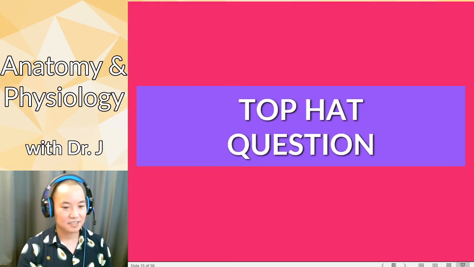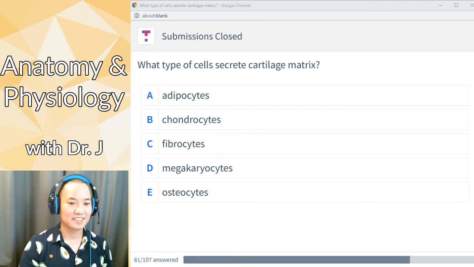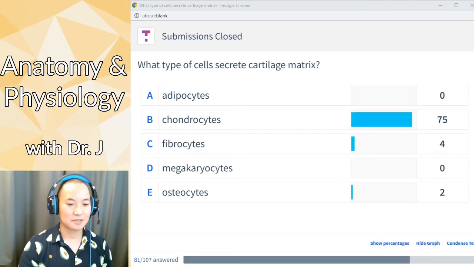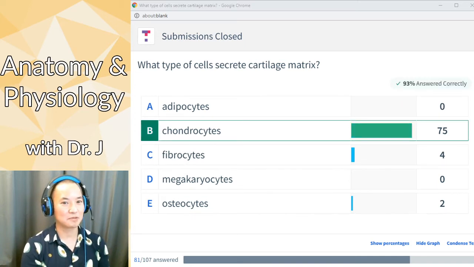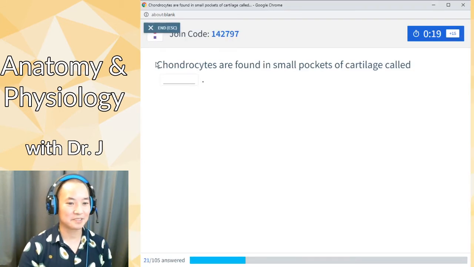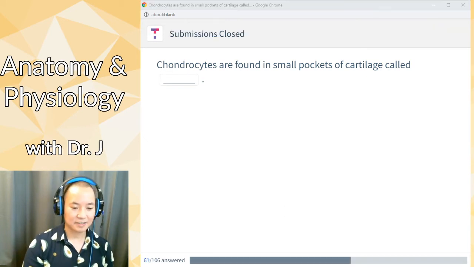Okay, let's go to Top Hat. A little break from my lecture. So what type of cells secrete cartilage matrix? All right, let's see how everyone did. So most of you said chondrocytes, and most of you are correct. Again, chondro, that root word means cartilage. And full disclosure, this is my first time using the live presentation tool, so I'm probably beta testing a lot of things for them right now without knowing it. Startups be like that.